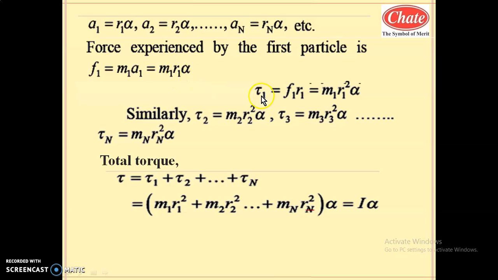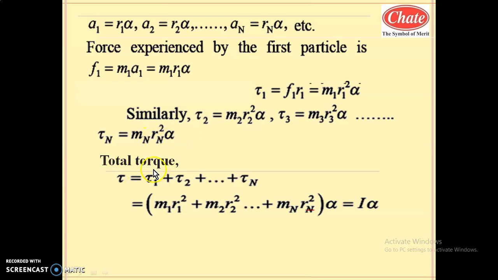But what is the torque on the first particle? Torque on the first particle will be F1 r1. Substituting F1 from the earlier equation, it becomes m1 r1 alpha into r1, that gives m1 r1 square alpha. So the torque on the first particle is m1 r1 square alpha. Similarly, the torque on the second particle will be m2 r2 square alpha, the torque on the third particle will be m3 r3 square alpha, and so on. Torque on the nth particle will be mn rn square alpha.